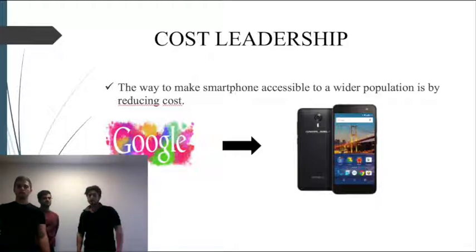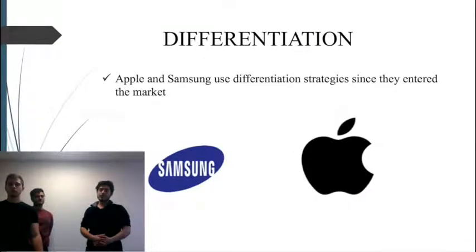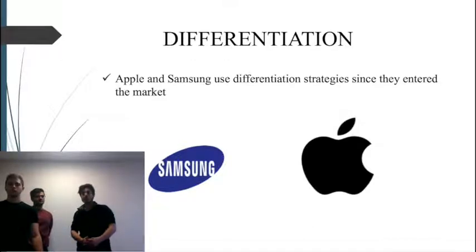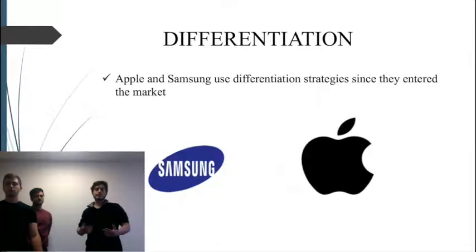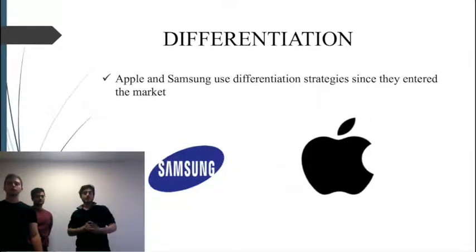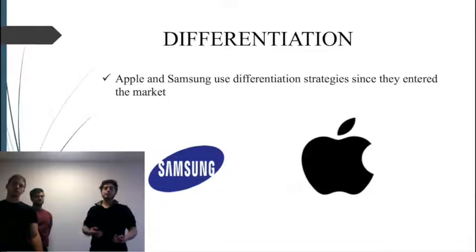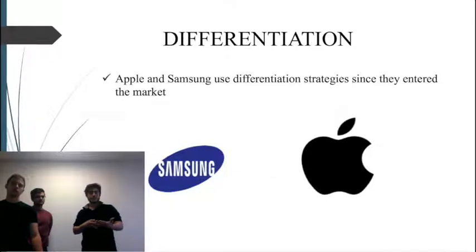And the second one is differentiation. Apple and Samsung have been using differentiation strategies since they entered the market, because they are trying to make their brand and products unique, and people will want to buy them only because they are unique and they have the latest technology.